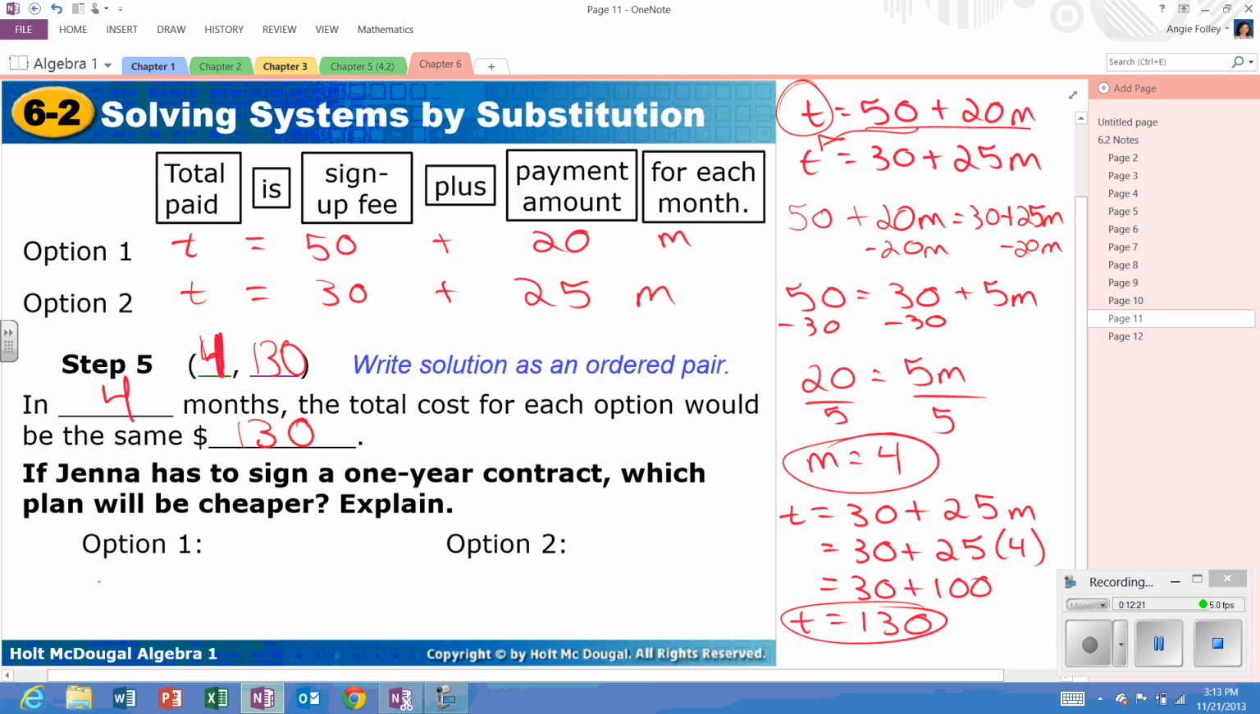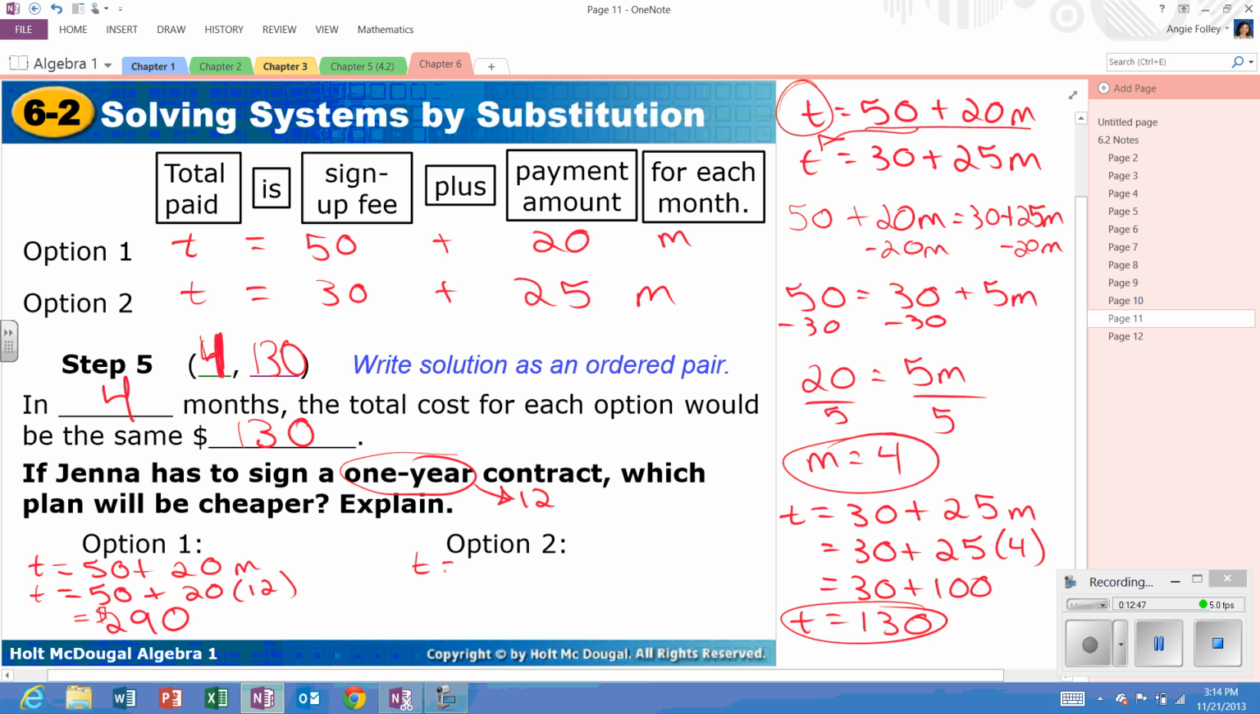So for option 1, we're going to use T equals 50 plus 20M. And if it's 1 year, you can't just plug 1 into the M. You actually have to plug 12 because there are 12 months in a year. So we're going to plug that in. And if you solve that out, you're going to get $290. So for 1 year, option 1 will cost $290.